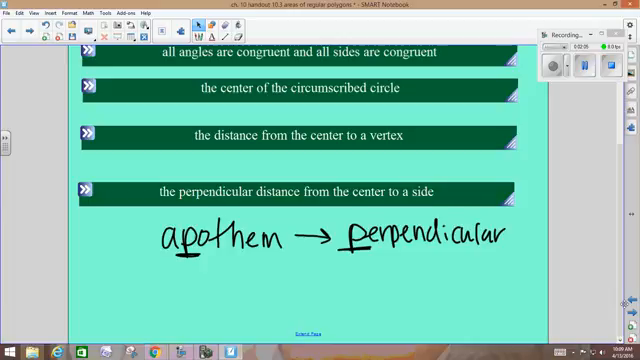Apothems are perpendicular. This morning someone said apothem sounds like a possum, and opossums hang upside down, perpendicular to the tree. They do that too. So you can remember either link, but apothems will always be perpendicular.